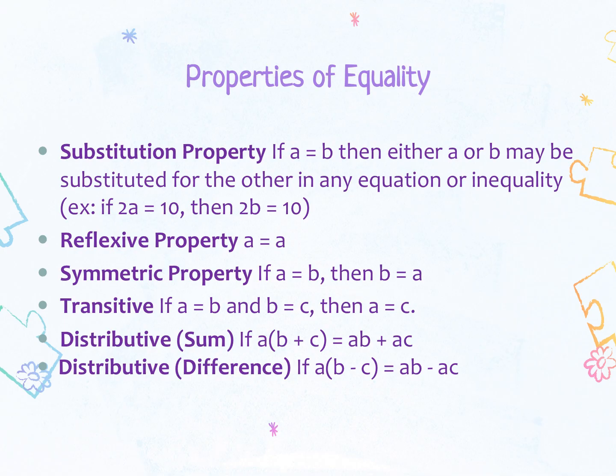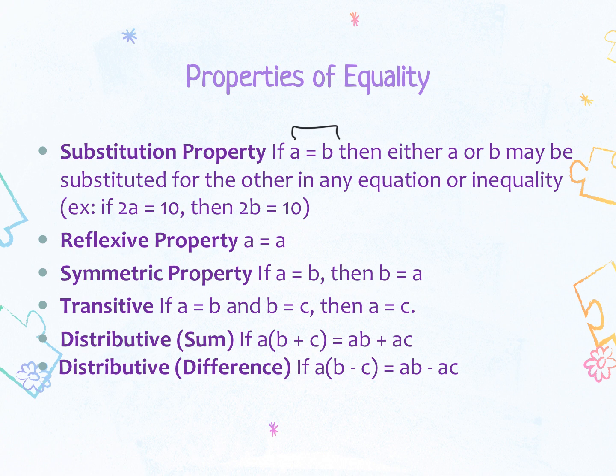So the next property is called the substitution property. And this property states that if A equals B, then either A or B may be substituted for the other in any equation or inequality. So for example, if they give the equation, if 2A equals 10, then 2B also equals 10 because they told us from the very beginning that A and B were equal. So it wouldn't have mattered if I put in the A or the B into either one, I can substitute it.